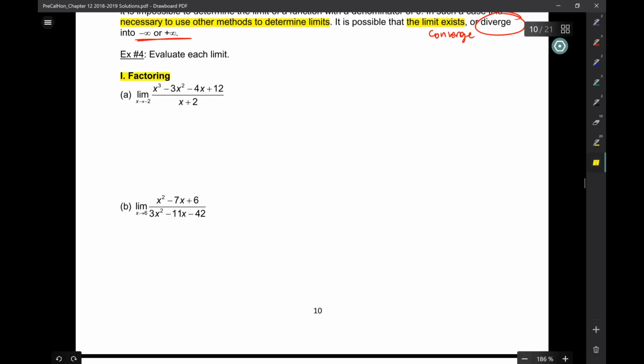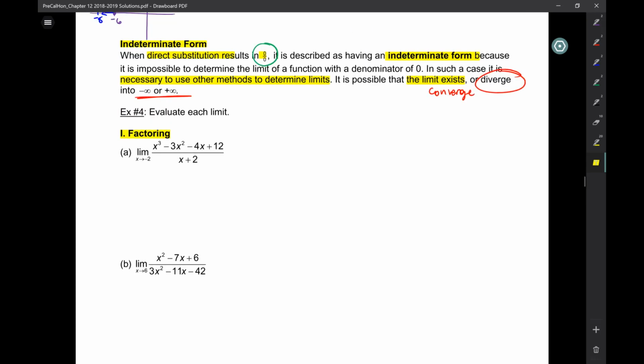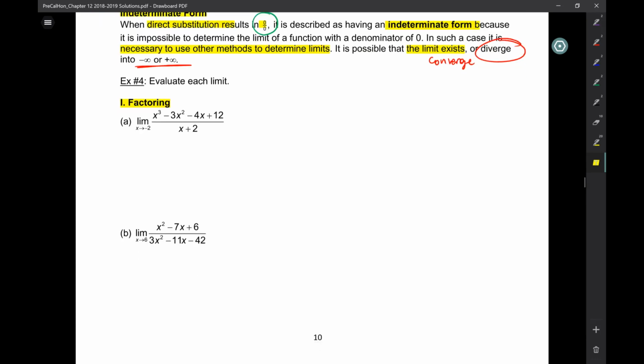Way number 1, the first way is factoring. Oh my God, do I love these. So look at this one. I put -2 into this function.